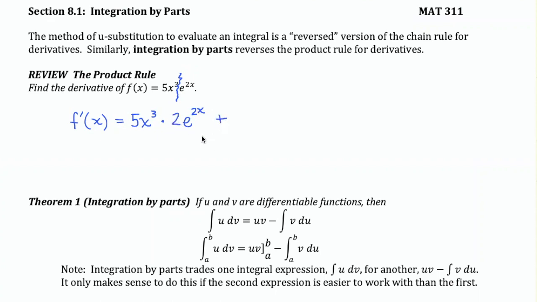Plus, then you just reverse it. So we left the first function the same, took the derivative of the second one. Now we leave the second function the same and multiply it by the derivative of the first one. Derivative of 5x cubed is 15x squared. Then all we're left to do is a little bit of cleanup, multiply our constants together, and this would be our final answer.